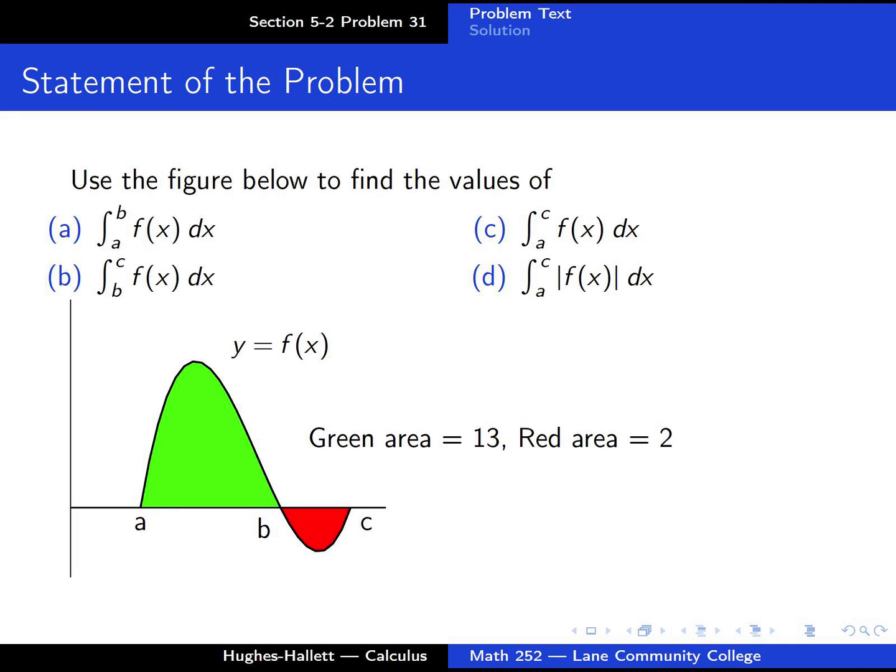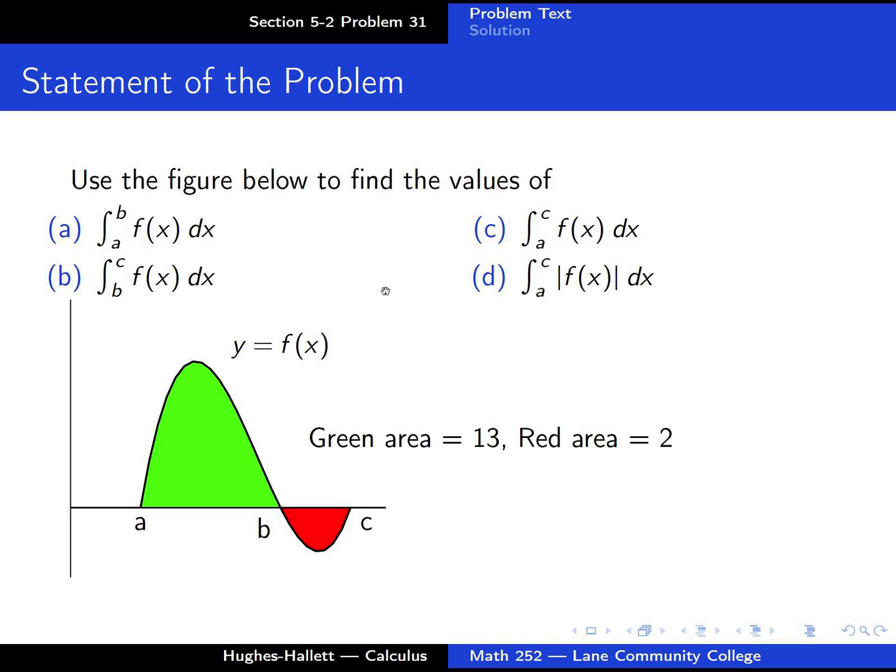Welcome to Math 252. We're working on problem 31 from section 5.2 of the Hughes-Hallett text. In this problem we're given a picture, which I've reproduced below for you here. It's a graph of a function f of x, and we're asked to find four different integrals. We don't know any of the numbers other than we've been given the green area and the red area.